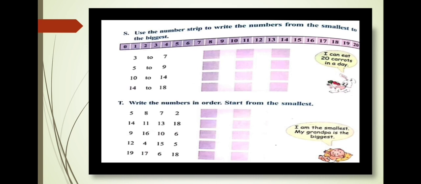Yes, the smallest number is 2. So, it will come in the first box. And the number 5 will come in the second box. In this way, you can solve the rest of the examples.